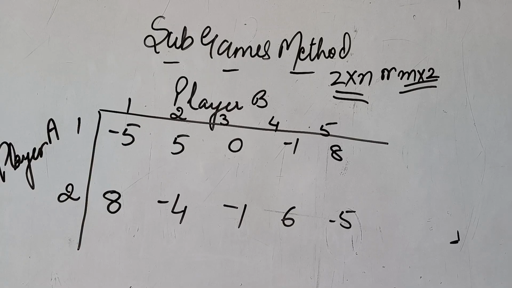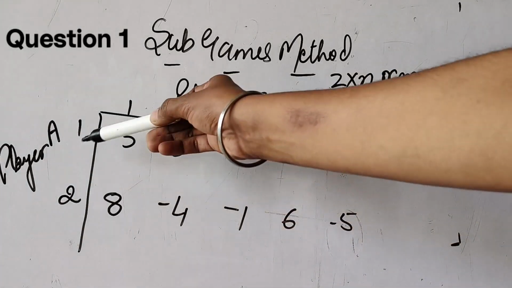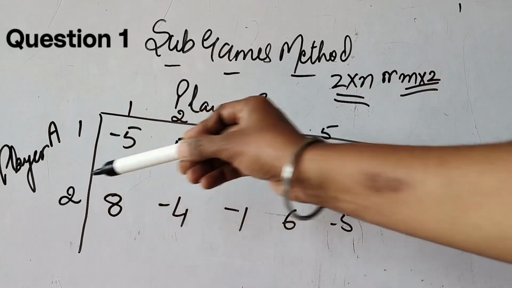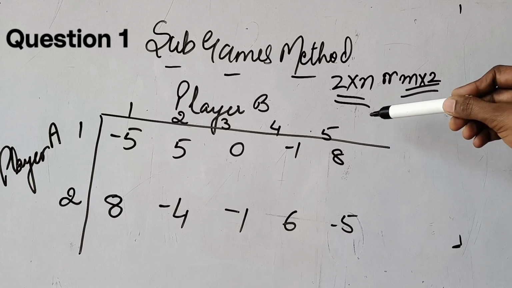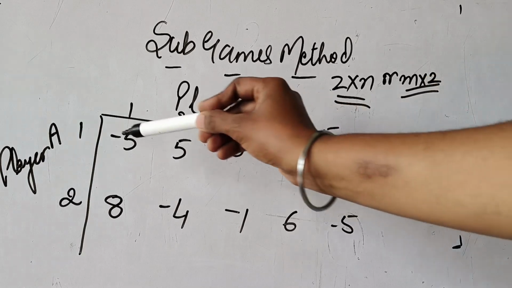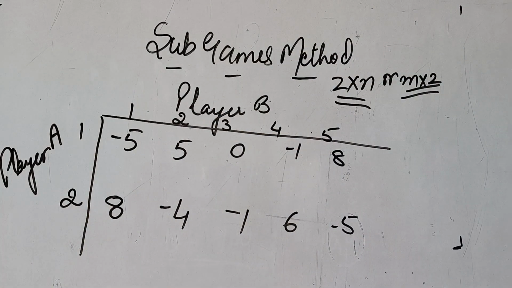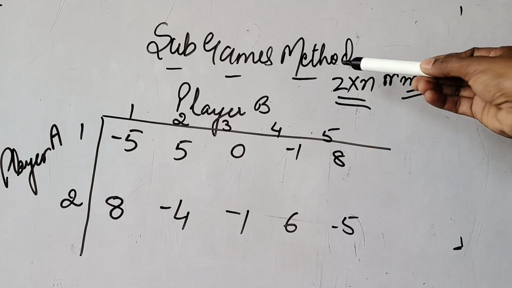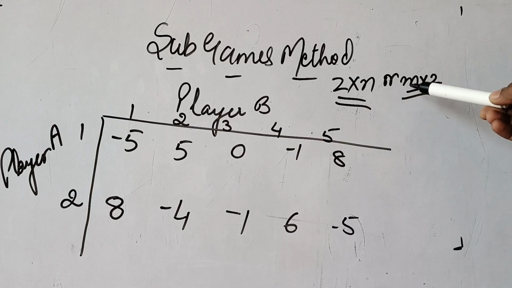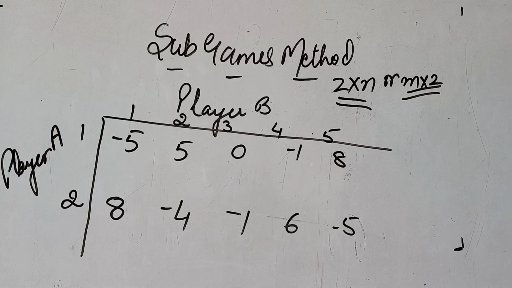Now see, this is a practical question which we are going to solve with the help of the subgame method. Here we can say that player A has two strategies and player B has more than two strategies. So we have already discussed that whenever in any question we have two alternatives with any of the players, player A or player B should have two alternatives and the other player may have more than two alternatives. So this method is applicable in 2 into n or m into 2 questions. So here I can see player A has two alternatives, so easily we can apply the subgame method.